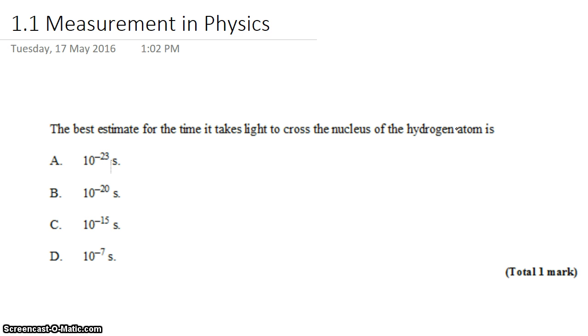You may not know much about the size of the nucleus of a hydrogen atom today, although by the end of the course you might. But what you do know, or at least you should have access to, is the data booklet. And the data booklet tells you that the speed of light is 3 times 10 to the 8th meters per second. When we look at the answers, we're just estimating. So these answers are just to the nearest power of 10. So we're going to make life easy for ourselves, and we're going to approximate the speed of light as 10 to the 8th meters per second.